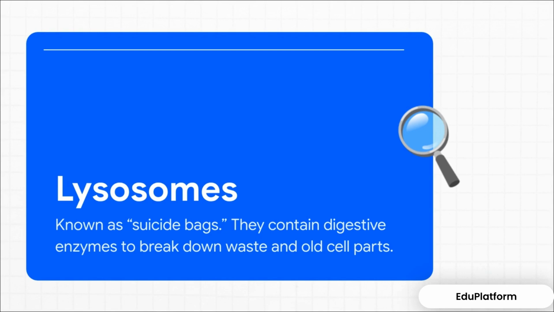So lysosomes are basically these little sacs filled with super powerful digestive enzymes. They just roam around the cell like a cleanup crew, breaking down garbage, taking out invaders like bacteria, and recycling old, worn-out cell parts. They're so powerful, in fact, that they're called suicide bags. Why? Because if one of them were to accidentally burst, those enzymes would be strong enough to digest the entire cell from the inside out.